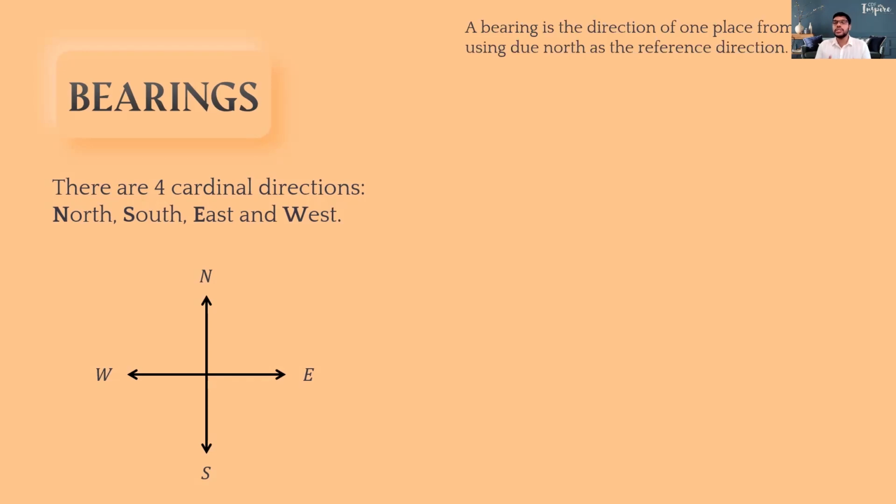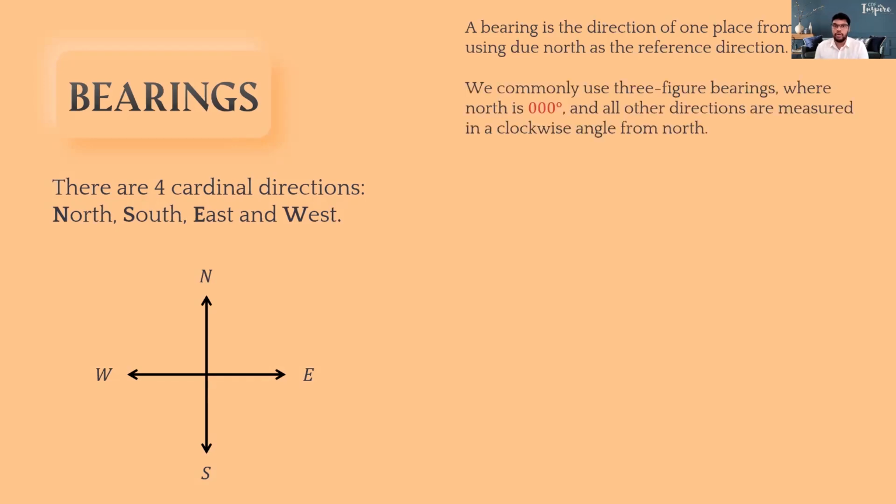So let's look at what we use these directions for. Children, a bearing is the direction of one place from another using due north as the reference. We use north as the reference and we tell the direction as an angle. That's what bearings are. So let's look at how we do this. Now children, we use three-figure bearings, where north is 000, and all other directions are measured in a clockwise angle from north.